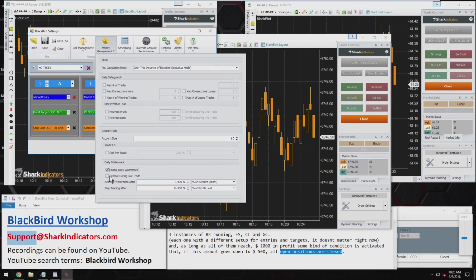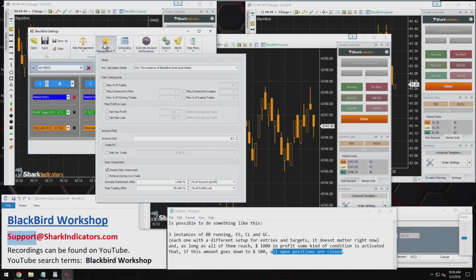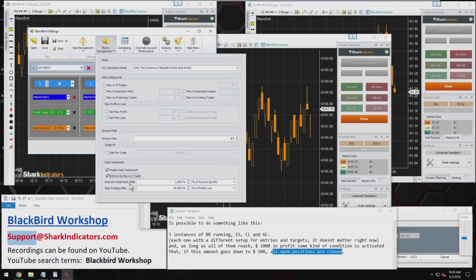So now, if you notice in the question here, this last key part of the question here is we want the open positions to be closed here. So that would be enforced during live trades. So we'll check that. And now let's set up the watermark rules here. So I'm going to use the fixed amount, because that is a lot easier to understand and visualize. So let's set it to 1,000.